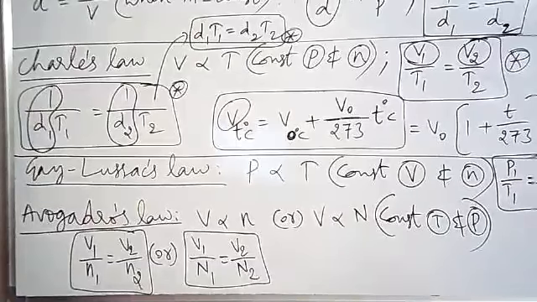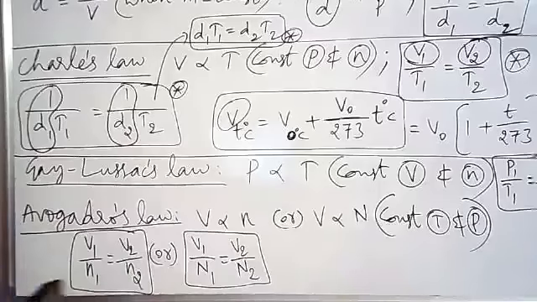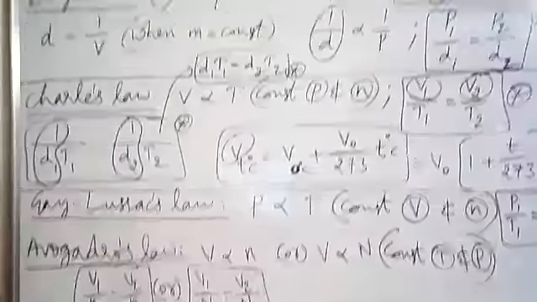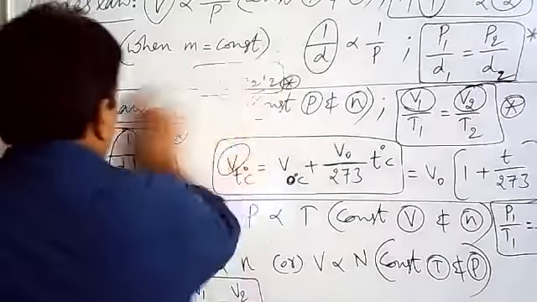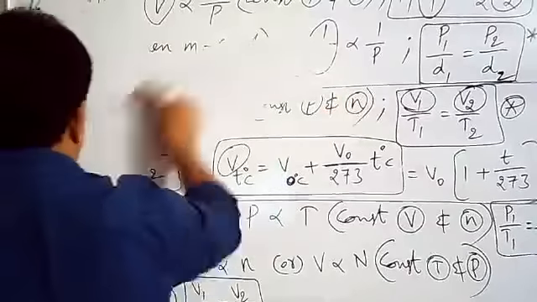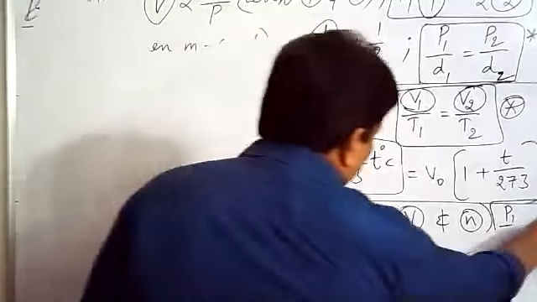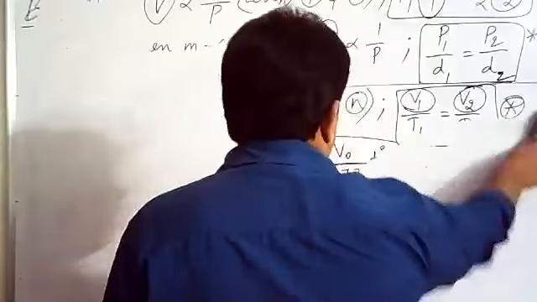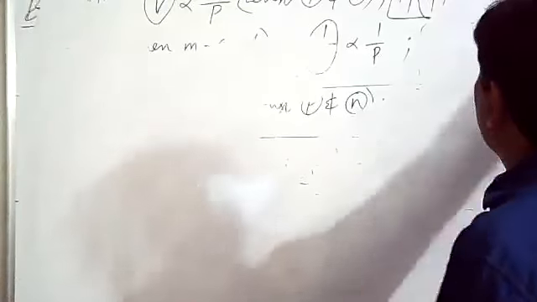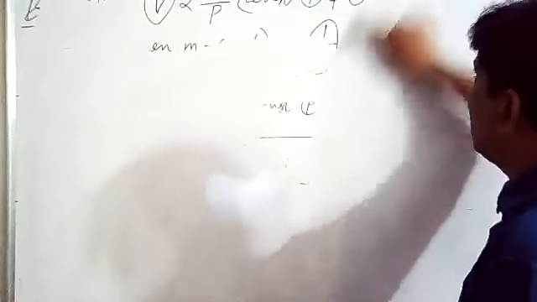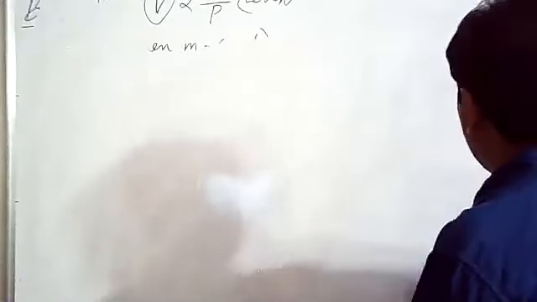Now what is the next important topic in the syllabus? The ideal gas equation. The ideal gas equation is PV is equal to nRT. Generally, we can classify gases into two types: ideal gases and real gases.